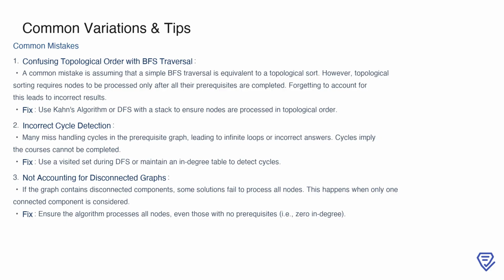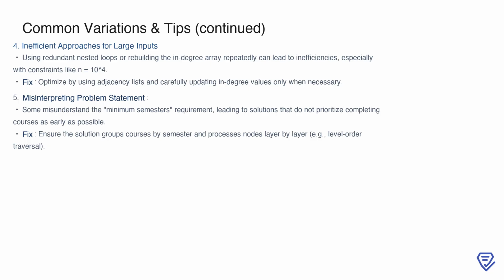Another area to watch out for is inefficiency when handling large inputs. If your solution repeatedly rebuilds the in-degree array or uses redundant nested loops, it can become computationally expensive, especially when working with constraints like n equals 10 to the power of 4. To optimize, you should use adjacency lists to store graph relationships and update in-degree values only when necessary. This minimizes unnecessary recalculations.